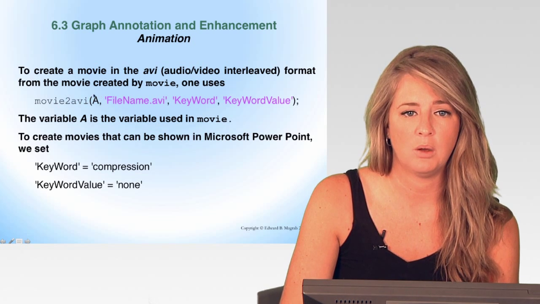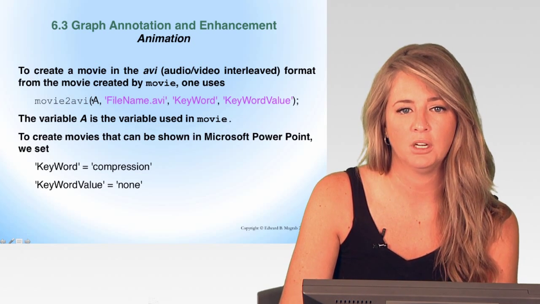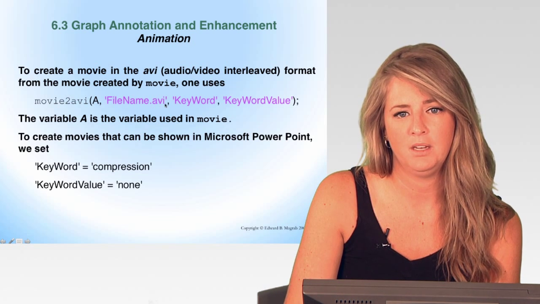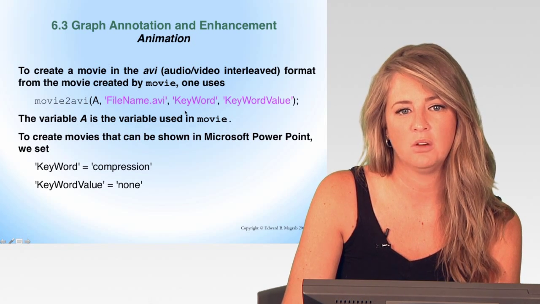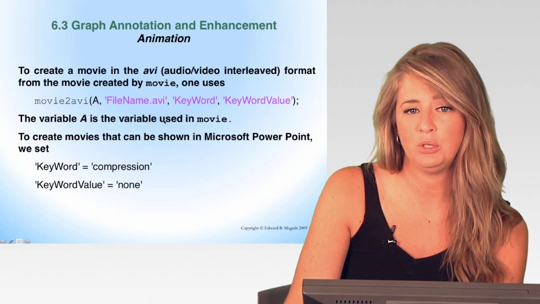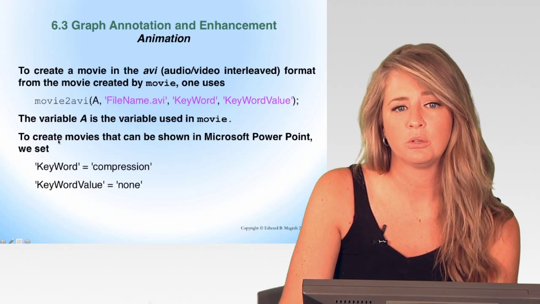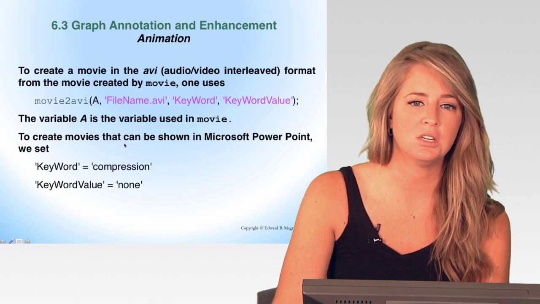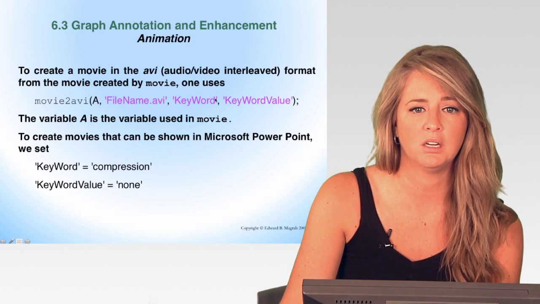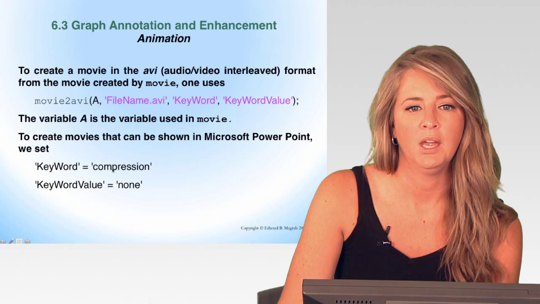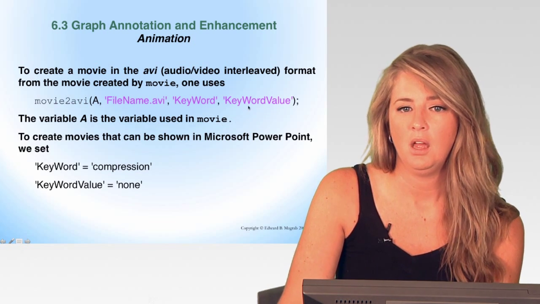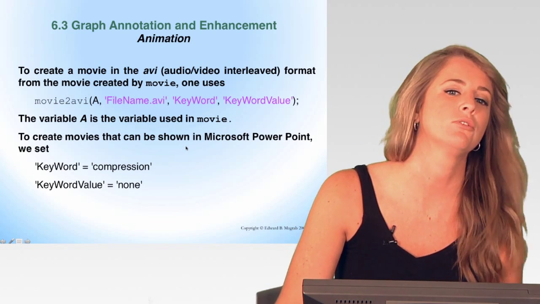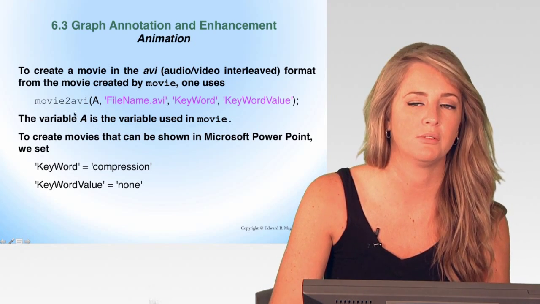So here is our matrix of values. And then you see we can create the filename.avi and then keyword and keyword value. Variable A is again the variable used in movie, to create movies that can be shown, for example, in PowerPoint presentations. For this keyword here, we could say compression, and then the keyword value is none.